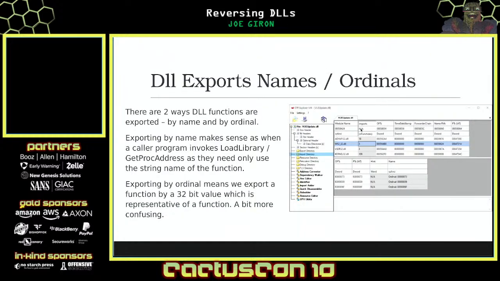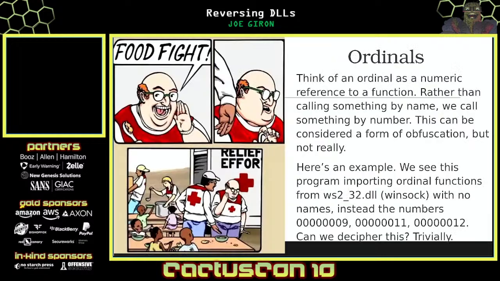Okay, ordinals. Sometimes if you ever open up a program here, you'll be like, what is this? You don't see the name, you just see a number. GetProcAddress doesn't care. When you load library or instantiate a program, you can pass what's called an ordinal, which is just a number. It's a 32-bit number, and it's representative of a function. It's confusing. It's kind of a form of obfuscation, but not really. Like I said, it's more of a reference than an actual function name. And as I said, it's all a 32-bit number.